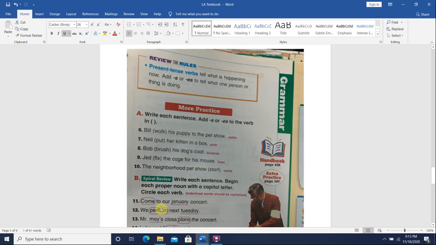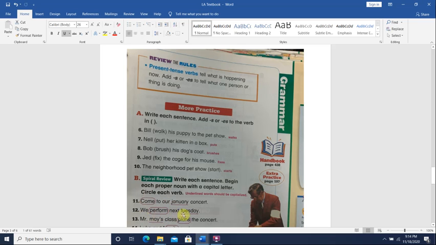This is a command, right? A command usually begins with a verb. So come is the verb. That's why we'll circle it. Here, it underlined January because it's the proper noun. We should make January with a capital letter. And remember, capital J is on the line. It does not go down the line. So come is the verb, we will circle it, and we will capitalize J for January because it's the name of a month. It's a proper noun. Number 12, we perform next Tuesday.